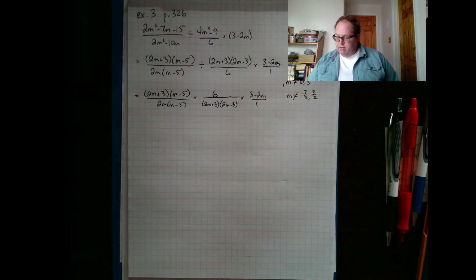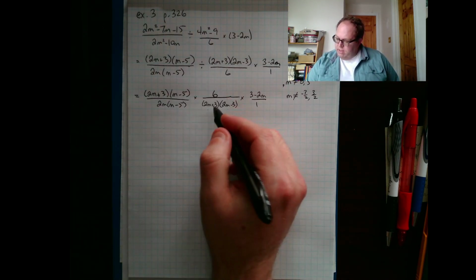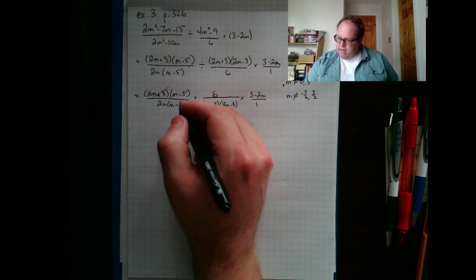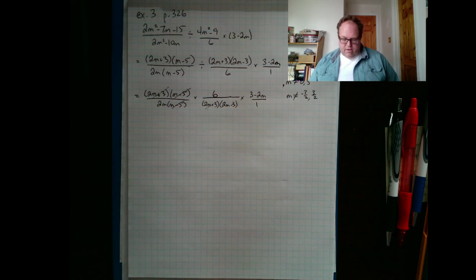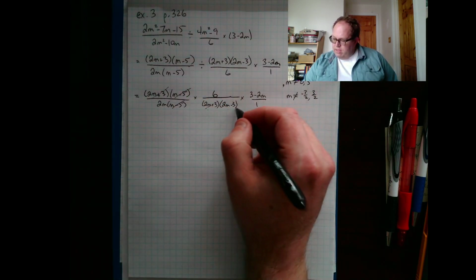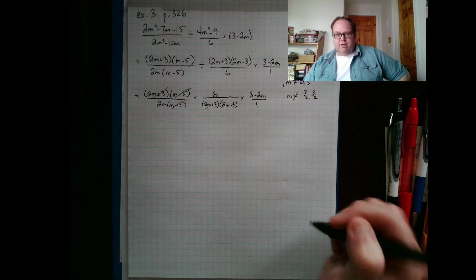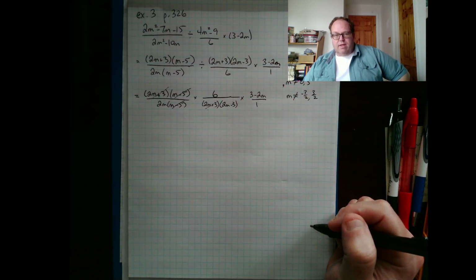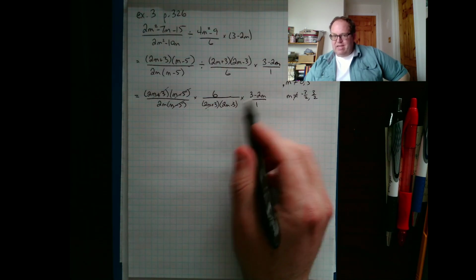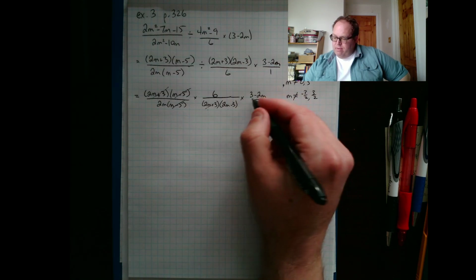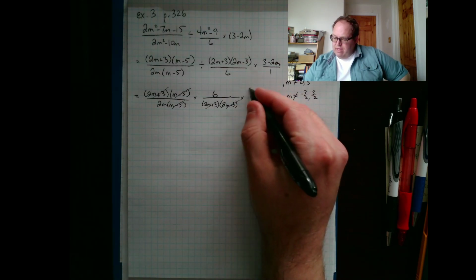Then I look for any divisions that give me a 1. 2m plus 3 divided by 2m plus 3 is 1. m minus 5 divided by m minus 5 is 1. Now, the thing to be careful about here: 3 minus 2m and 2m minus 3, while not exactly the same, are negatives of each other. So 3 minus 2m divided by 2m minus 3 would give me negative 1.